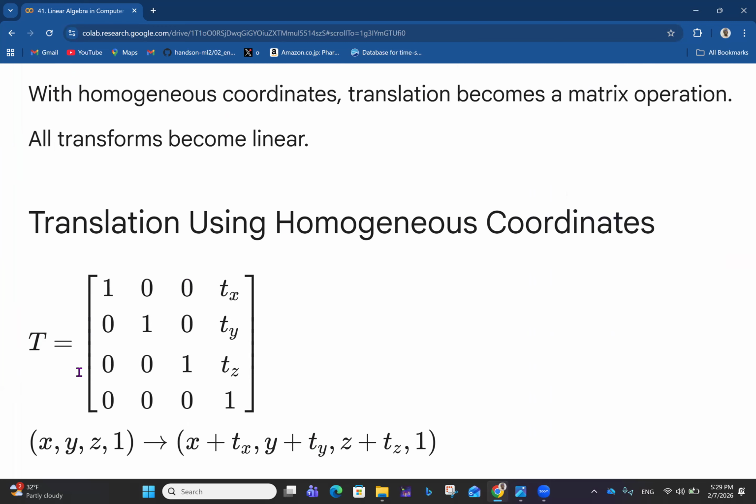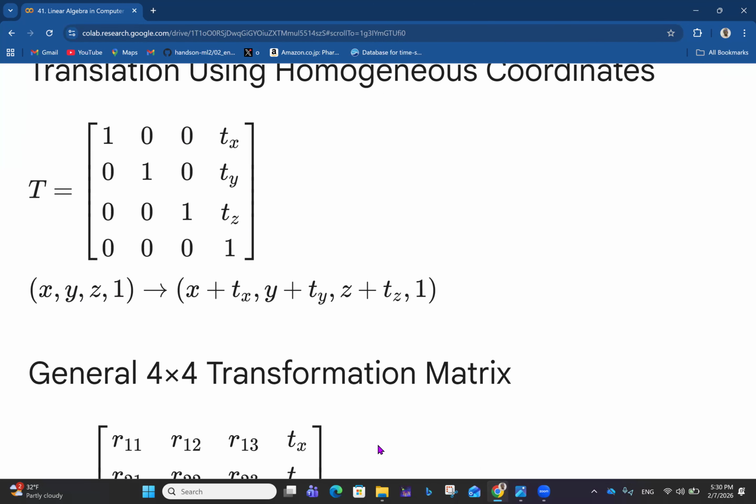So, translation using homogeneous coordinates. Imagine T is, just like what we've been having before, a 4 by 4 matrix normally, but whatever transformation you want to do, you put it in the last column. So you have tx, ty, tz, so that x, y, z, 1 is mapped to x plus tx, y plus ty, z plus tz, 1. So that's using homogeneous coordinates.